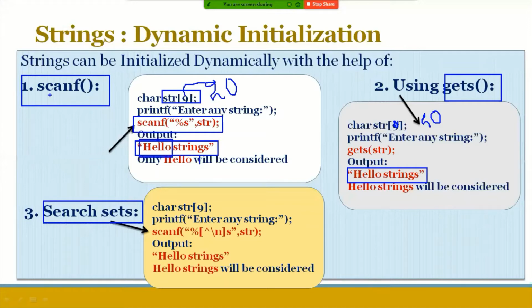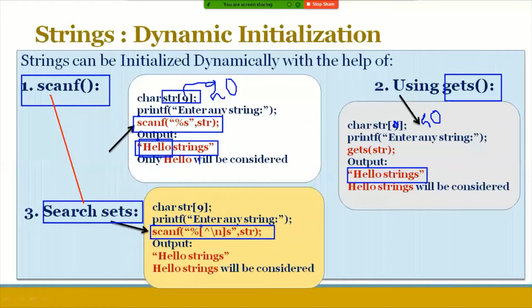Even the same drawback can be eliminated, or we can overcome this same drawback with the help of a scanset. That is, by using the scanf function only, we can read a whole string including spaces, that is multiple words. We need to modify the scanf function with the help of a scanset. Within the square brackets, what we have to do is, except \n needs to be included.